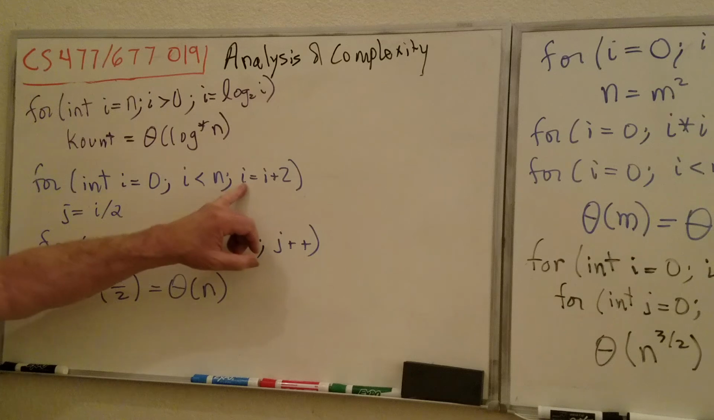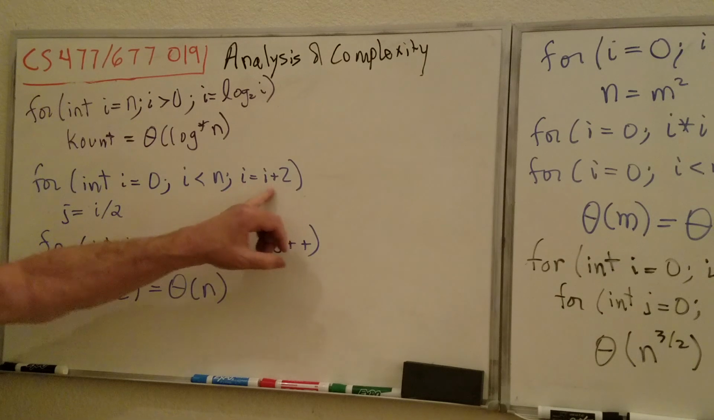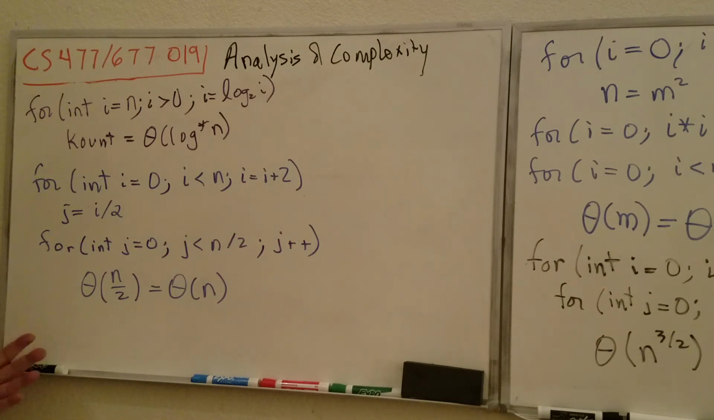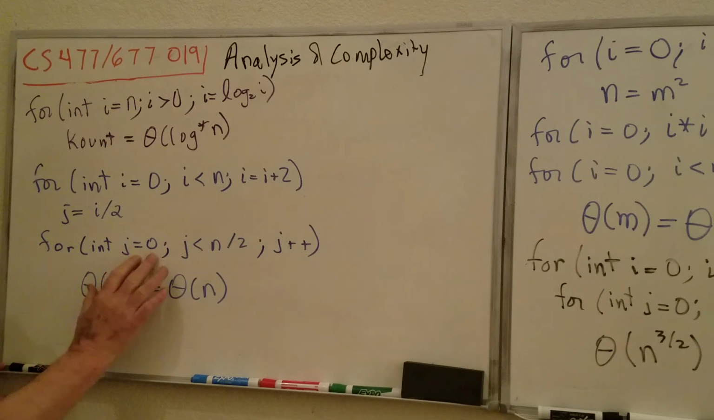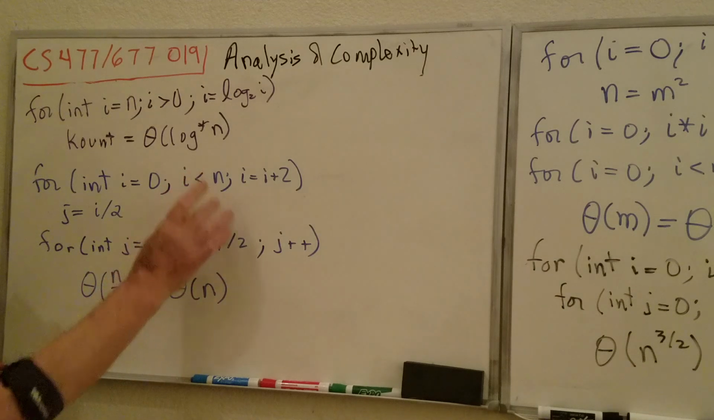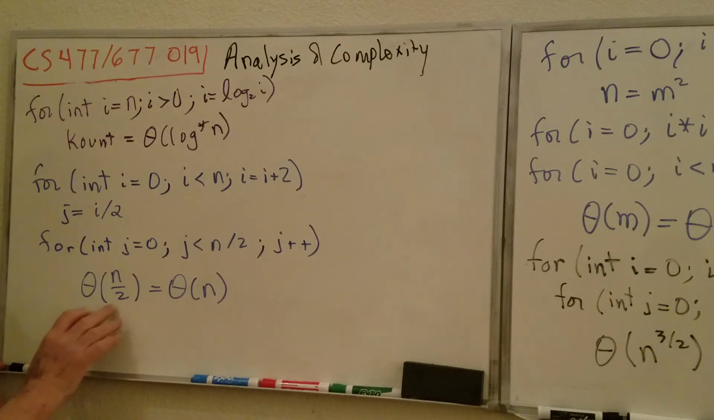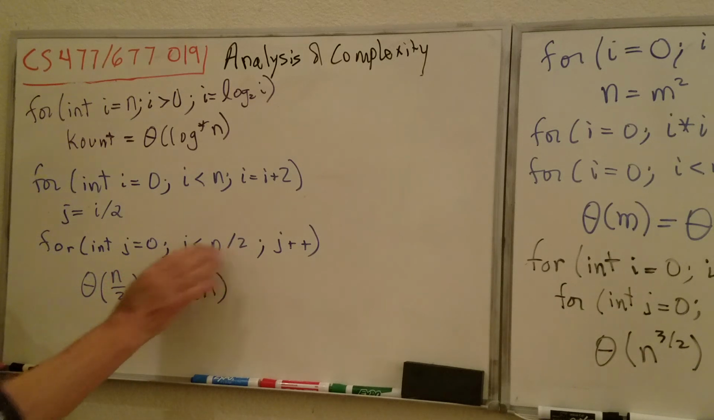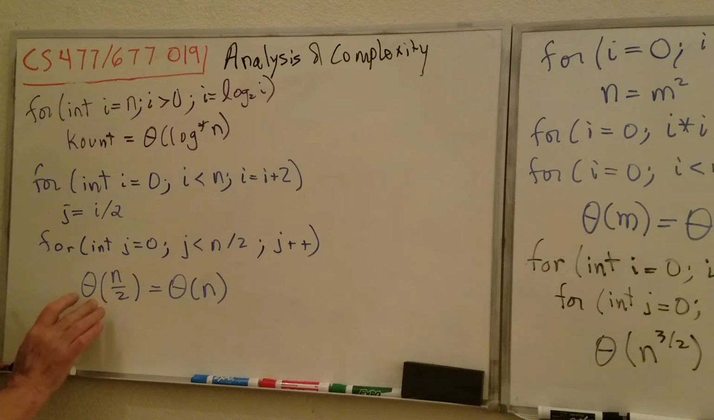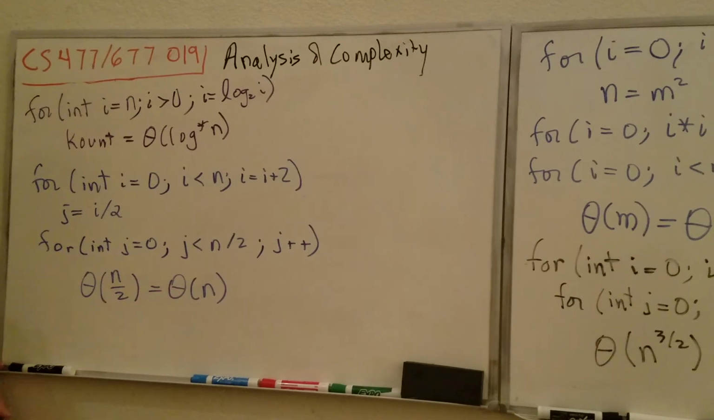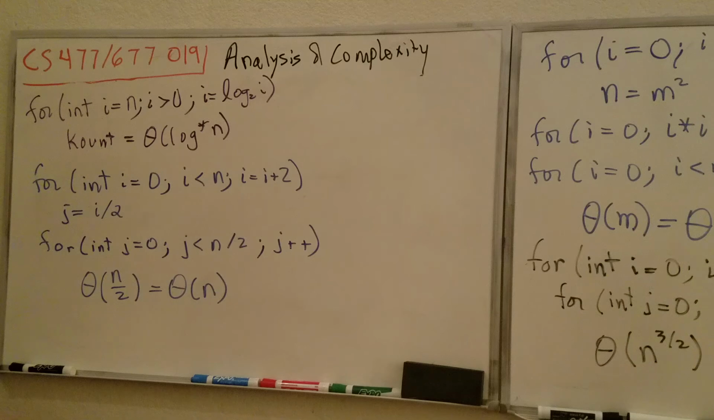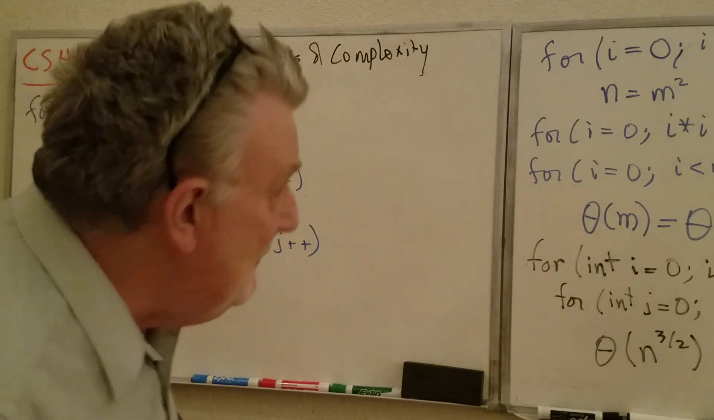Here, instead of i plus plus, I have i goes up by 2 every time. Turns out that doesn't matter asymptotically. Let's go through a formal description of it. If we let j equals i over 2 as a substitution, then j goes from 0. If i is 0, j is 0. If i is n, j is n over 2. So j less than n over 2, j plus plus. And so it goes n over 2 times. But theta of n over 2 is the same as theta n. So that's the answer.